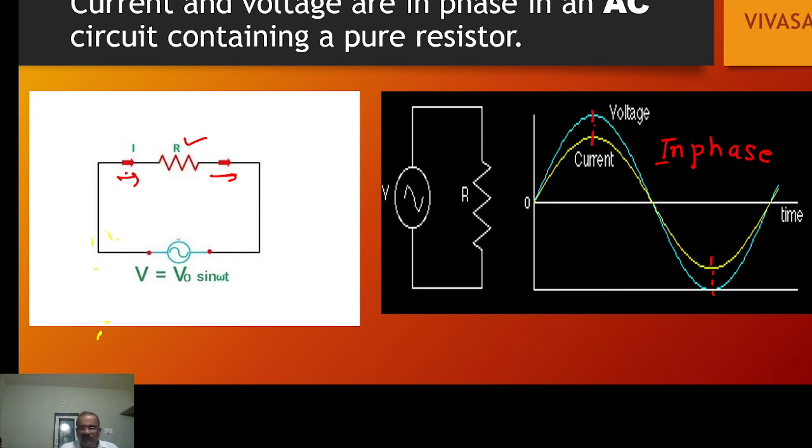Let us mathematically derive how they are in phase. Let us first take one equation: V = V0 sin omega t. This is the first equation. This equation tells us that the voltage from the AC generator is this much, where V0 is the peak value of the potential difference, omega is the angular frequency, and t is time.